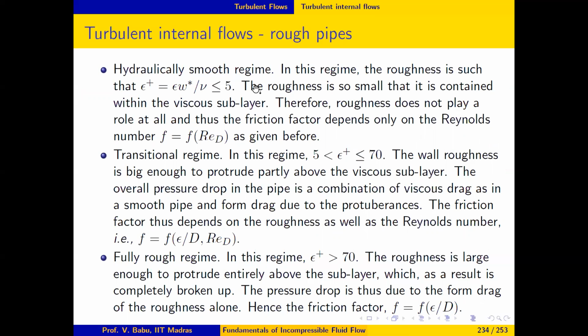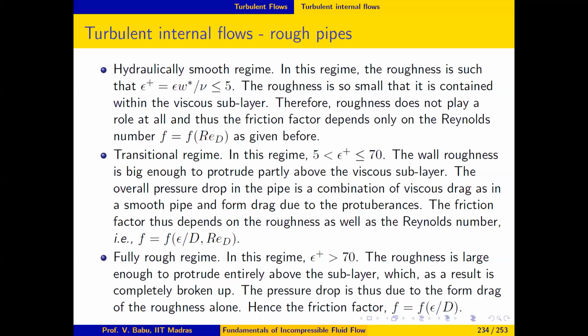In the first regime, which is the hydraulically smooth regime, the roughness is such that epsilon plus is less than 5. In fact, the roughness is so small that it is contained within the viscous sublayer. So it plays no role at all, and it can be treated as a smooth pipe, and the friction factor depends only on Reynolds number as shown earlier.